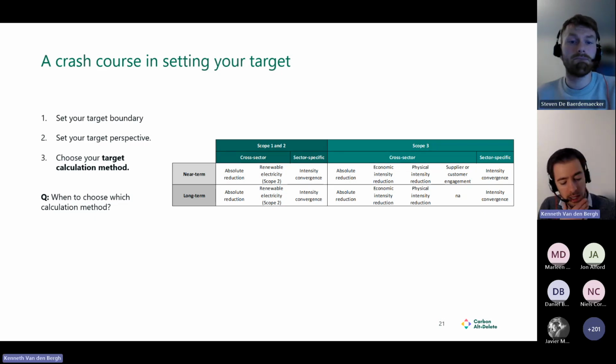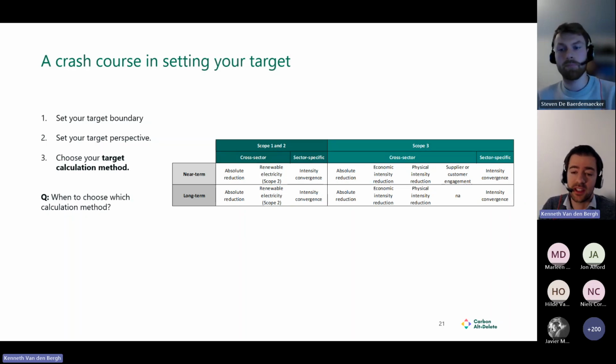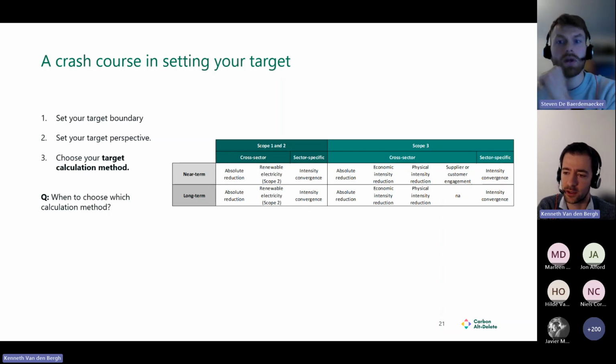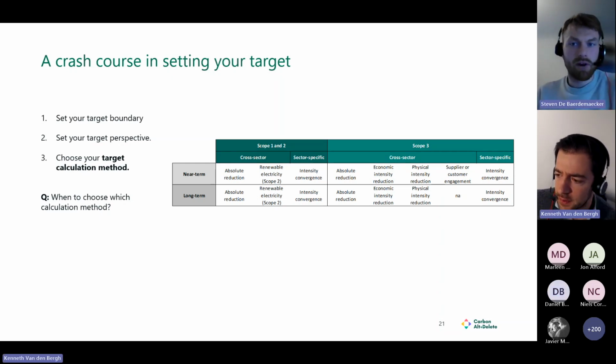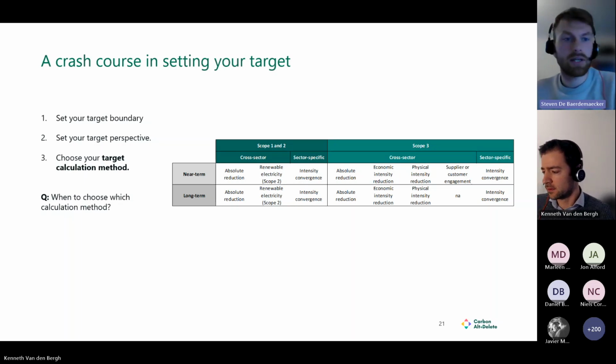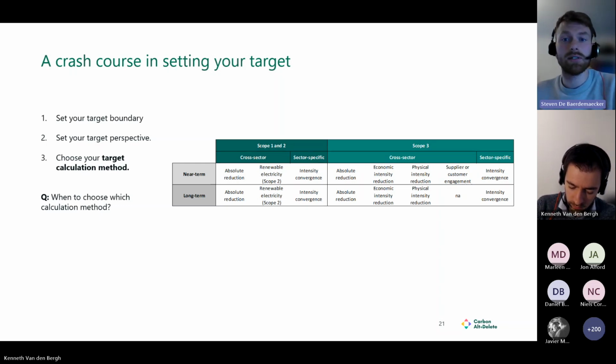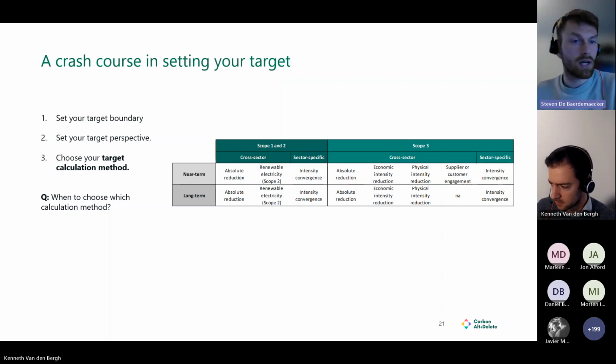Yeah. And then linked to that, I'm reading a question on intensity convergence or sector-specific metrics. To what extent are you free to define which intensity you use, per euro turnover or per output, or is that also set by the sector-specific standards? The sector-specific ones are very much set. For example, for cement, it's in tons of cement produced. For residential or service buildings, it's in square meters. For power, it's in megawatt hours. So that's really fixed. And that is much more fixed than the economic or physical intensity reductions that are cross-sectional, where you really try to set up the good physical unit to calculate your intensity with.